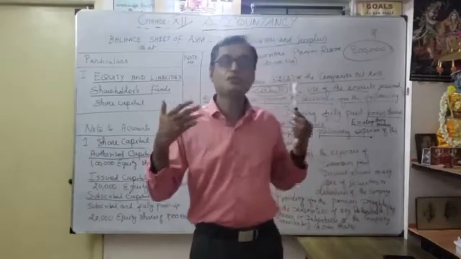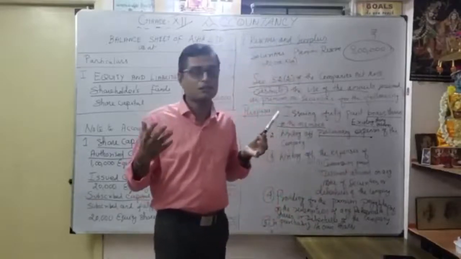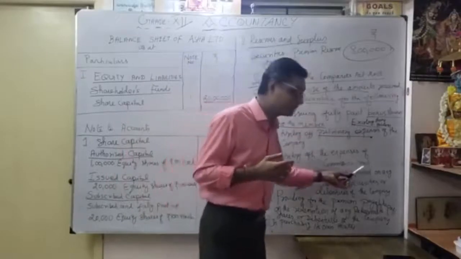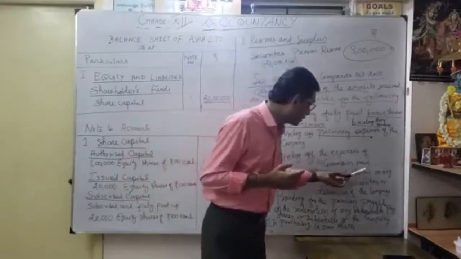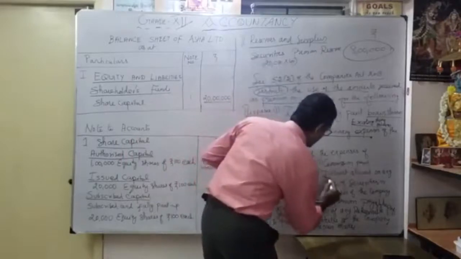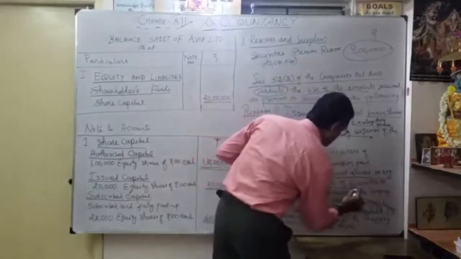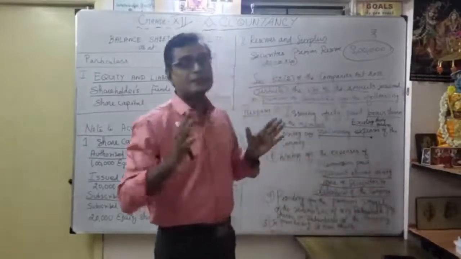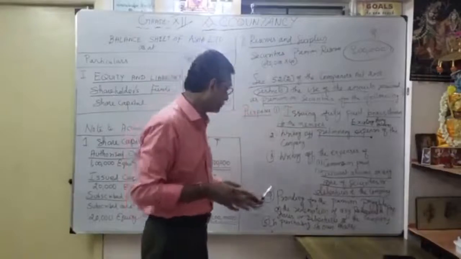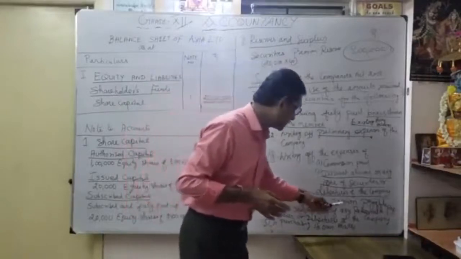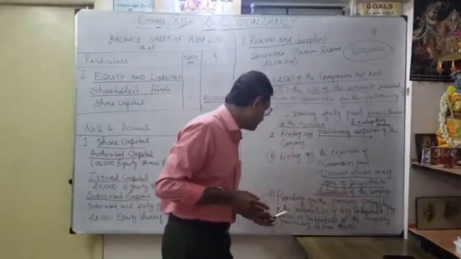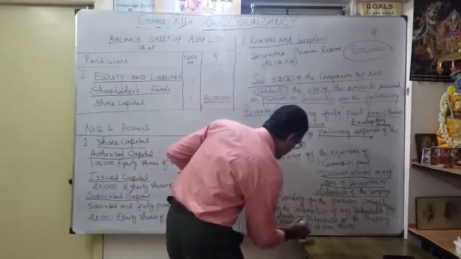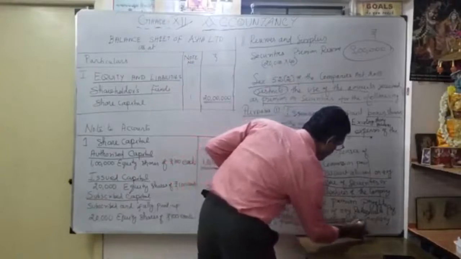So on that discount the company naturally has some loss, correct? That you can adjust against the securities premium reserve. What is that? One is commission paid, thereafter discount allowed on any issue of securities and debentures of the company. That is our third important purpose. And what is our fourth one? Providing for the premium payable on the redemption of any redeemable preference shares or debentures of the company.